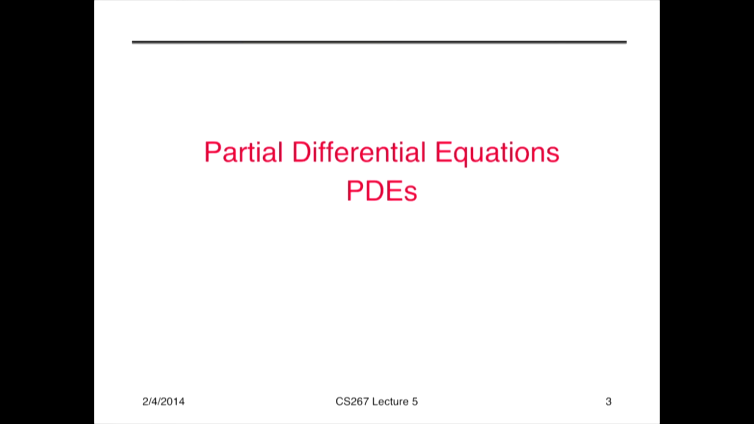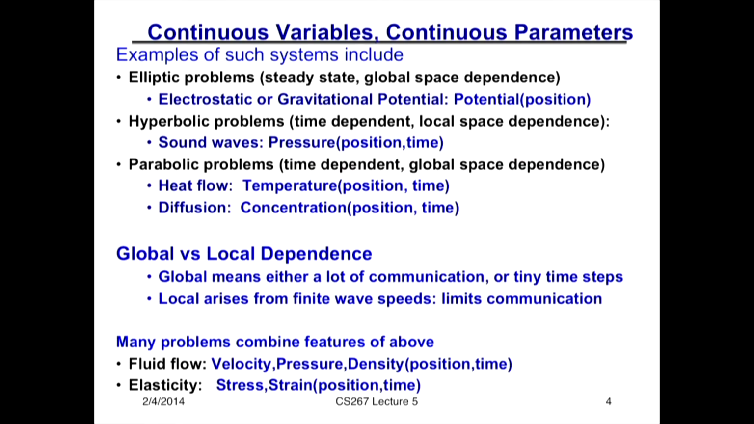So what are the canonical examples that are going to come up? They sort of fall into 3 categories, and they're going to have their own patterns of parallelization. So there's problems which are called elliptic. That's gravity and electrostatics. In that case, you have some sort of steady state that you want to compute, but everybody depends on everybody. So there's a global space dependence. And so the output is going to be some scalar function of position, where everybody depends on everybody. And so that's one flavor.